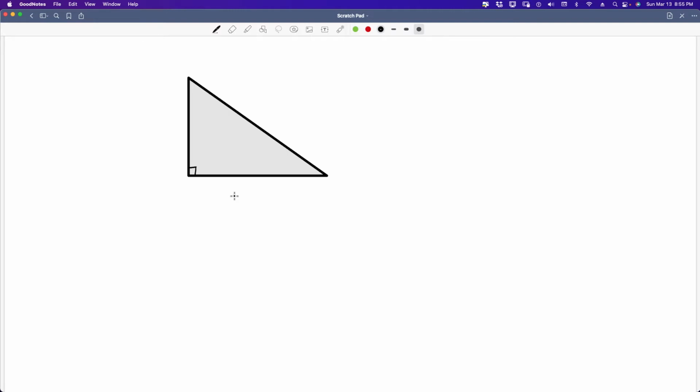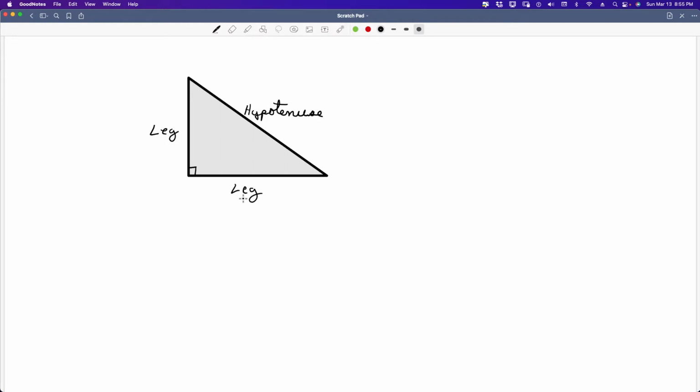So the 3 parts of a right triangle: you have a leg here, you have another leg here, and the side that connects the two legs, the side that is opposite the right angle, is called the hypotenuse. My pen is taking forever. There we go. So the side that is across from the 90-degree angle is called the hypotenuse, and the other two sides are called legs.